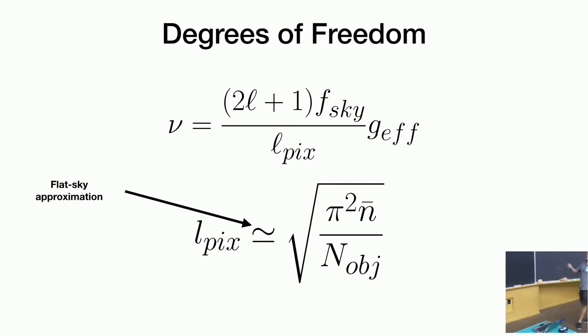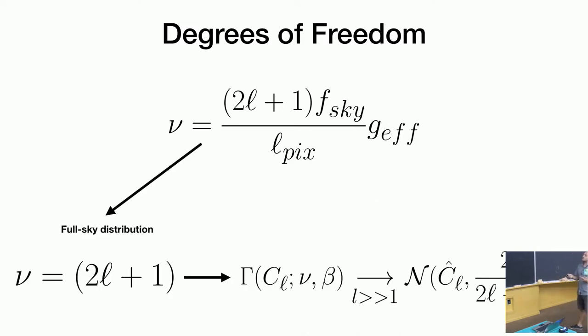So we can write, as I said, the number of modes, the fraction of the sky, the multipole of the pixel, and this G effective. Now, this G effective is put here in order to balance the effect of our mask and balance the effect of the maximum multipole that we are using.